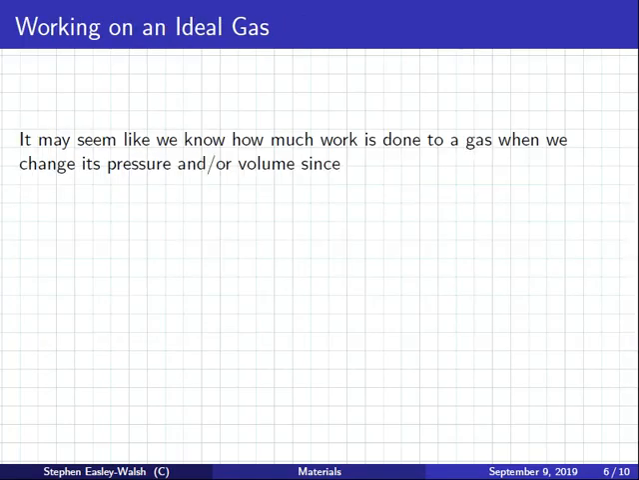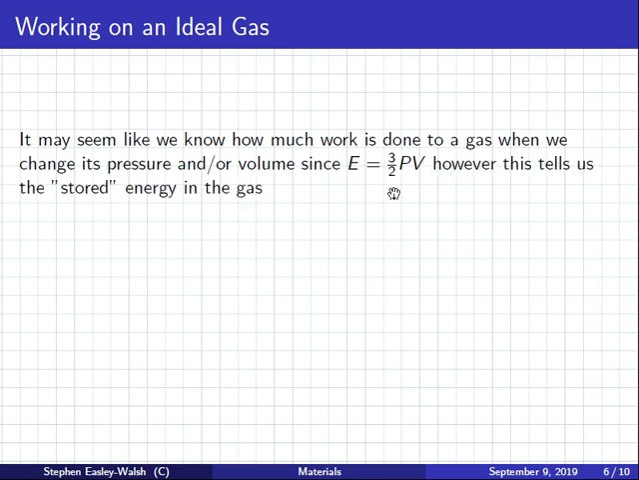So it may seem like we know how much work is done to a gas when it changes pressure or volume from this formula. However, this tells us the stored energy in the gas and not the work done to distort the gas. So we have to be careful. If I took all the gas in this room and put it into this container, the energy would be 3/2 PV. However, if I took this container and started changing the volume, changing the pressure, it's not the same formula anymore. It's a different formula for when you start changing it like this. Do you understand the difference?